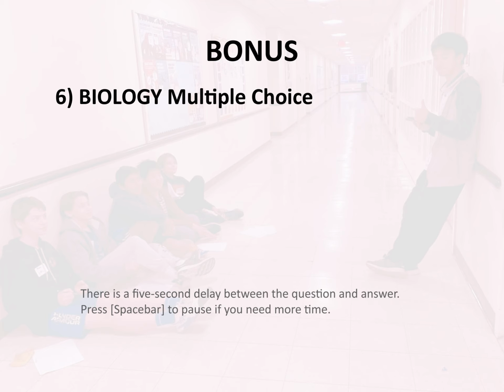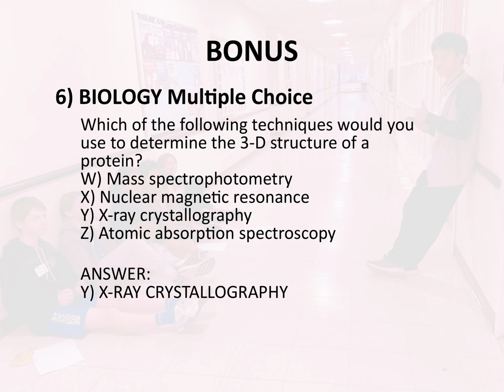Bonus 6. Biology. Multiple choice. Which of the following techniques would you use to determine the 3D structure of a protein? W. Mass spectrophotometry. X. Nuclear magnetic resonance. Y. X-ray crystallography. Z. Atomic absorption spectroscopy. Answer. Y. X-ray crystallography.